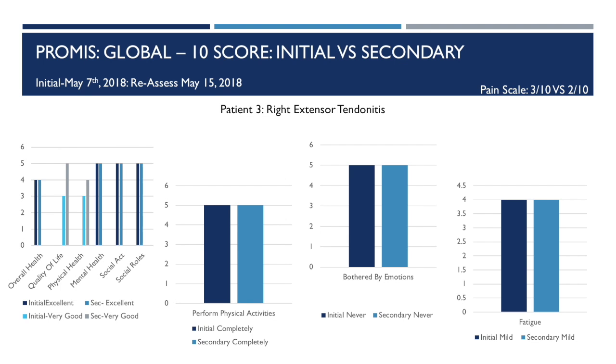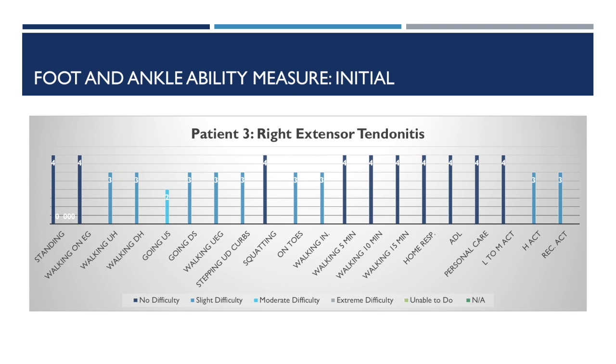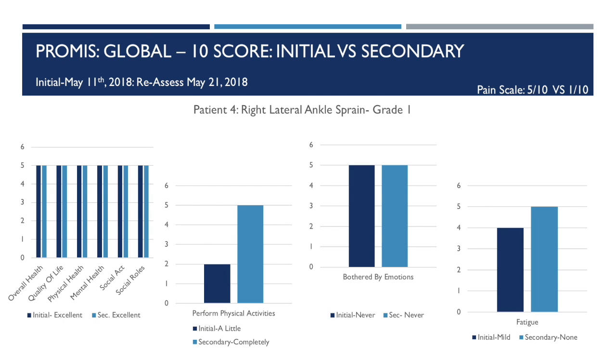Very similar to the patient with peroneal tendinitis, this patient has right extensor tendinitis within the foot and ankle. Based off of the initial and secondary assessments, the patient has no concern for fatigue, is not bothered by internal and external emotions, and feels like he is able to fully participate in physical fitness. Comparing the ankle and foot specific instruments between the initial and secondary assessment, the patient had minute improvements in his activities of daily living. Our fourth patient had a right lateral ankle sprain.